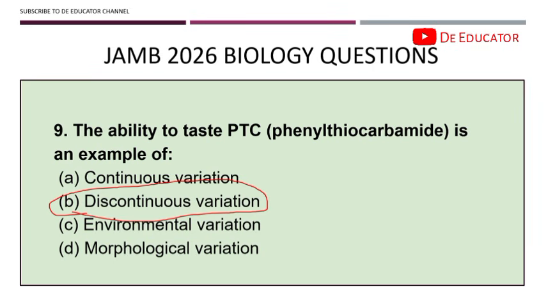Okay, physiological for discontinuous, morphological for continuous. So depending on what you see, they might decide not to put discontinuous and just put physiological or morphological. Just know continuous is for this, discontinuous is for this. So the ability to taste PTC is a discontinuous variation. Okay, it's a discontinuous variation.